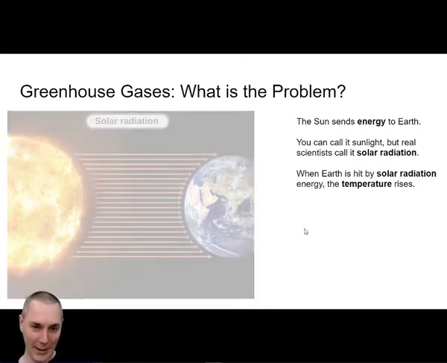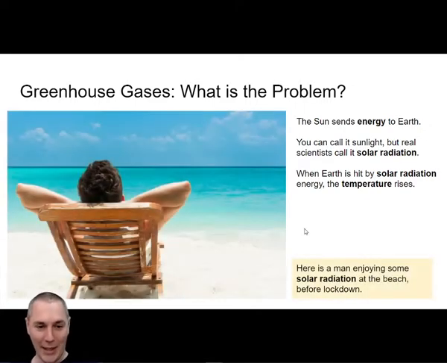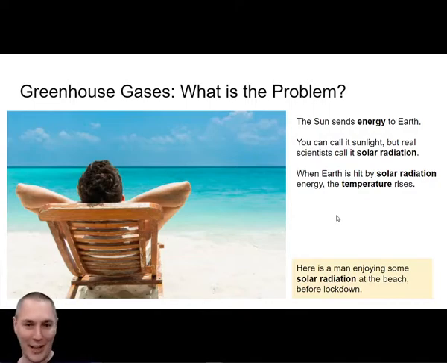So we get solar radiation coming from the sun. That's a good thing. Here's a man enjoying a little bit of solar radiation. You might remember that you used to be able to visit the beach before lockdown and enjoy a bit of solar radiation for an hour or two.